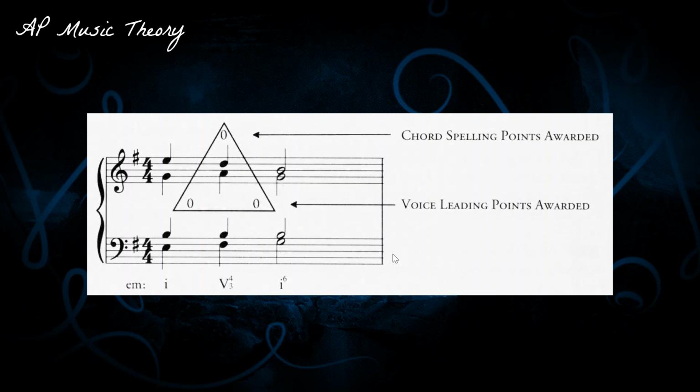now let's look at another common mistake in chord 3. This chord has a 3rd and a 5th, but no root. In a root position triad or 7th chord, it is acceptable to omit the 5th, but not in an inverted chord, and never omit the root. This would be considered incorrect chord spelling, and once again, 0 points are awarded for chord spelling or voice leading.